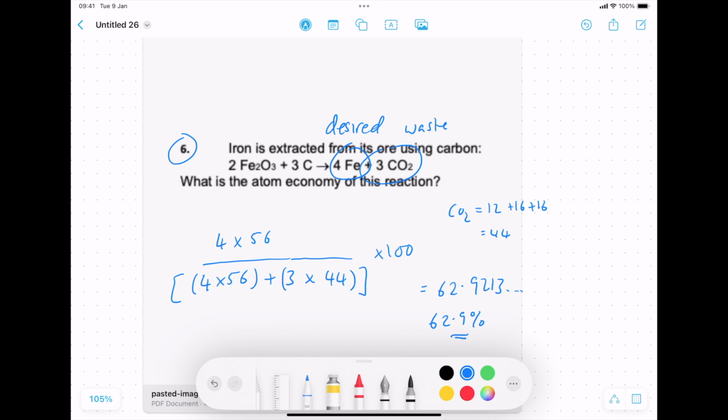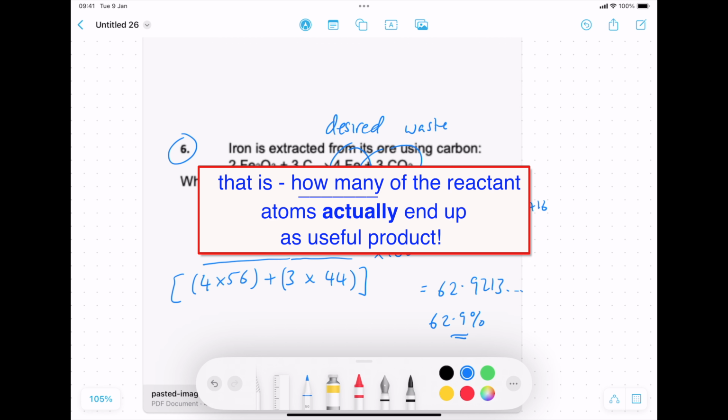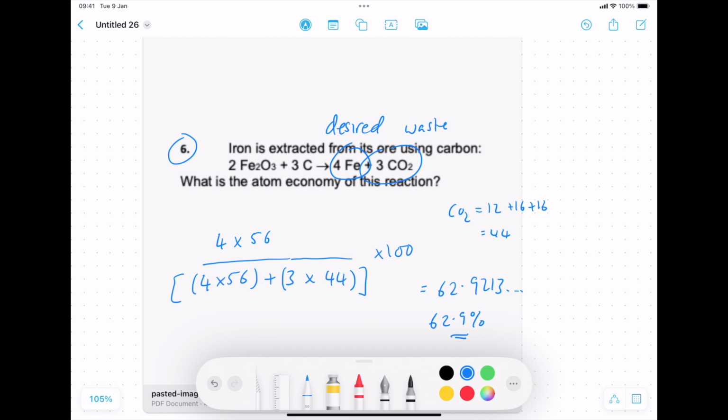So what does that mean? It means that 62.9% of the starting material, which is the iron oxide and carbon, ends up as useful product, ends up as iron. And then the other 37% is formed as a waste product, which is the carbon dioxide. So this atom economy is not brilliant, but it's not too bad.